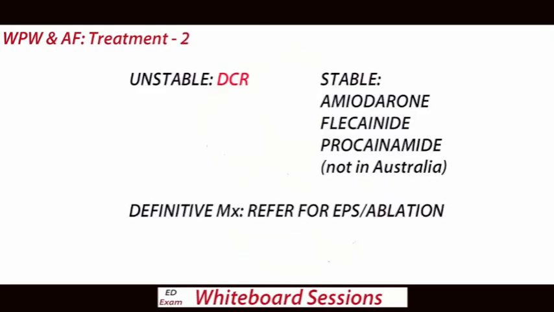So the same principles of treatment apply in Wolff-Parkinson-White and AF as with any other tachyarrhythmia, and that is that if the patient's unstable, the definitive treatment is DC reversion. I would start at 100 joules biphasic, incrementally moving up to 200 joules biphasic. If the patient's stable, however, the American Heart Association 2011 guidelines on the management of AF and WPW suggests that you can try amiodarone, flecainide, or procainamide. However, this last one's not available in Australia.